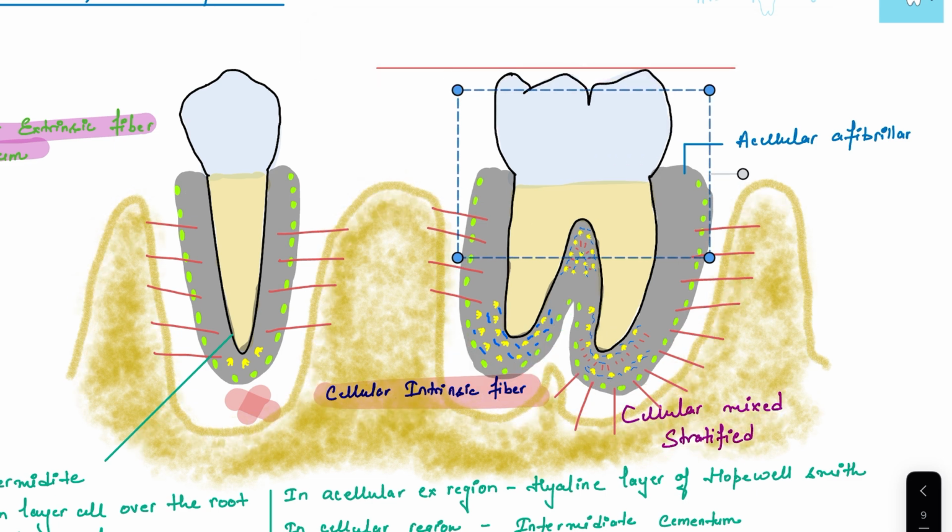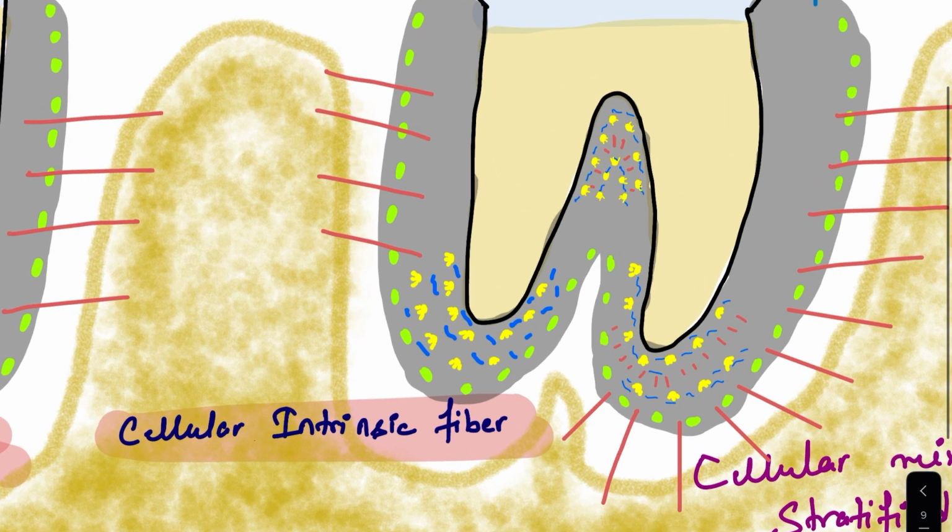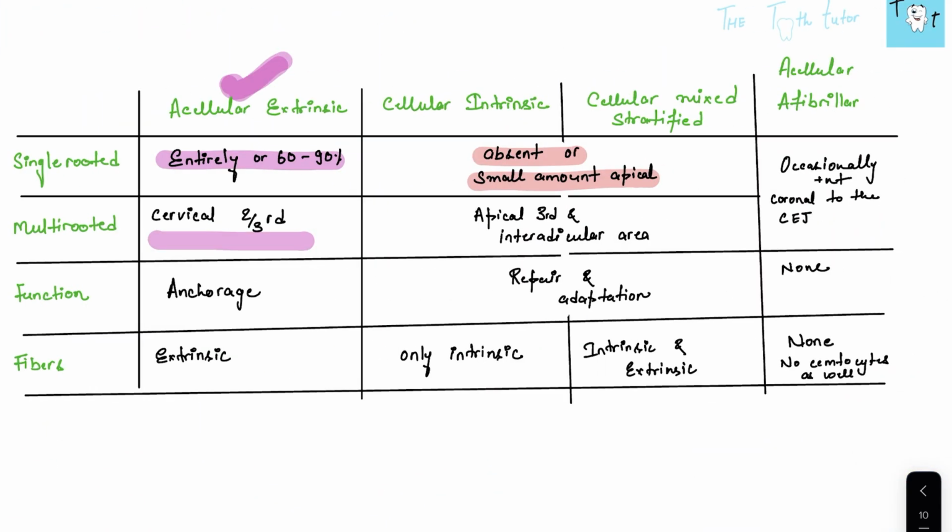So that's why it only has intrinsic fibers. It does not need any extrinsic fibers for anchorage or support, right? So that is the primary function of the cementum as well. If you look over here, it is present in the apical thirds and interradicular area. The function is repair and adaptation. So if something happens to the cementum, if it is broken, injured, or there is trauma, rapid deposition of cellular cementum will take place, or adaptation, maintaining your tooth at the occlusion level. Okay, fibers, it has only intrinsic fiber cementum.